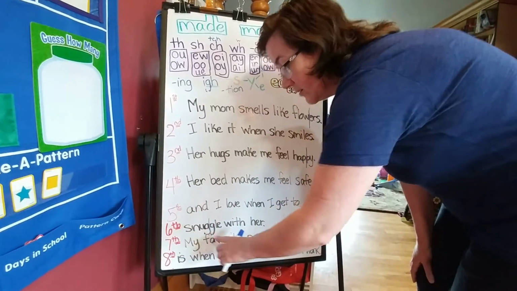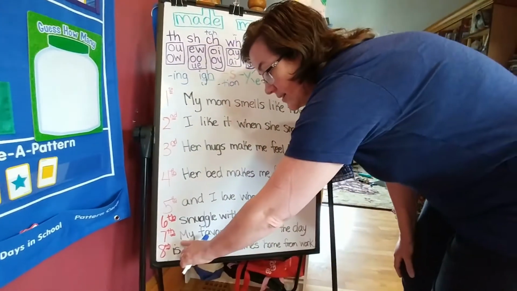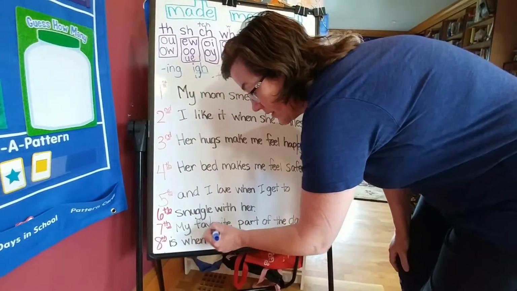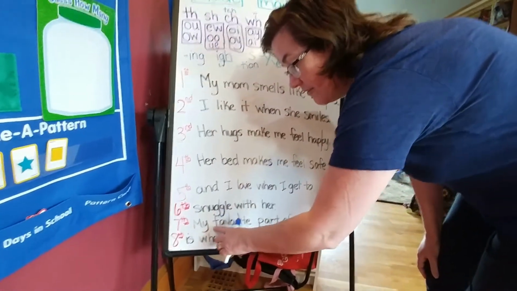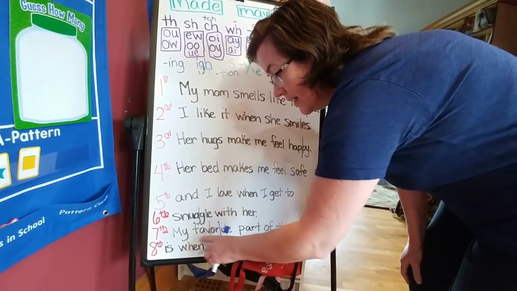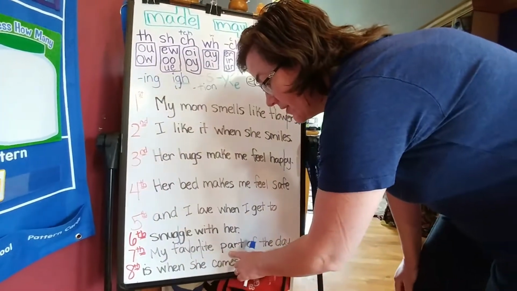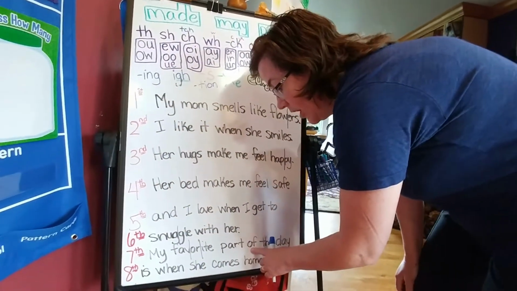Snuggle. Sight word with. Sight word her. Sight word my. Break this word into parts. Fav or it. Favorite. Favorite. Sight word part. Sight word of.